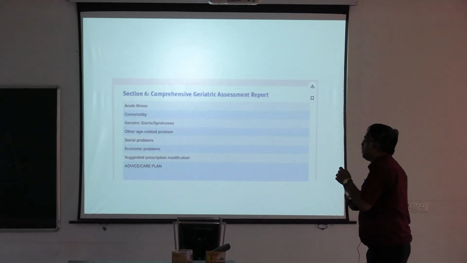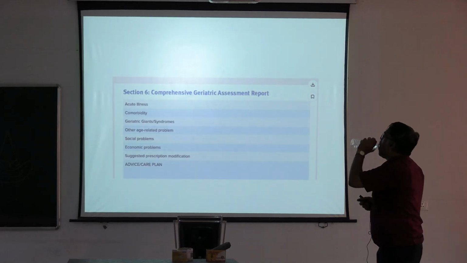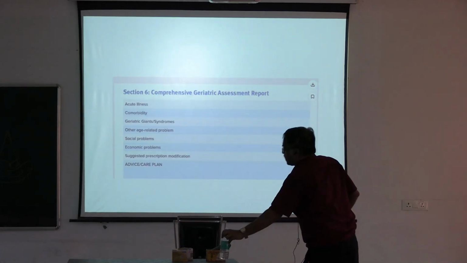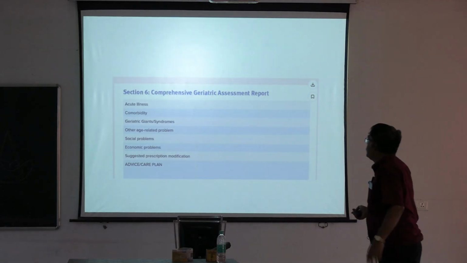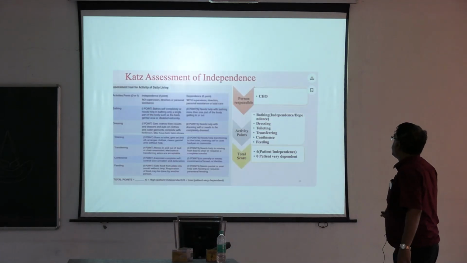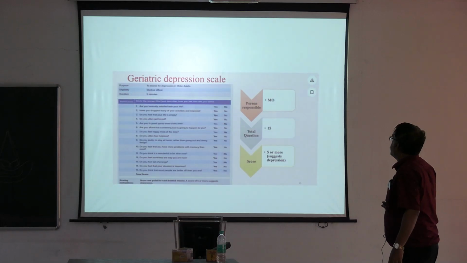So you have acute illness, comprehensive geriatric assessment, comorbidity, geriatric giant syndrome, other age-related problems, social problems, suggested prescription modification, and advice and care. So this we already talked about.